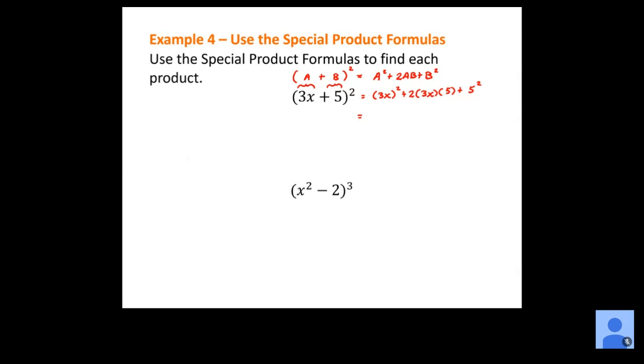Now we can simplify that. So 3x quantity squared, we're going to square the 3 and square the x. So that's going to give us 9x squared. Multiplying all three of these together now, 2 times 3x times 5, that should give us plus 30x. And then finally, 5 squared should give us 25.